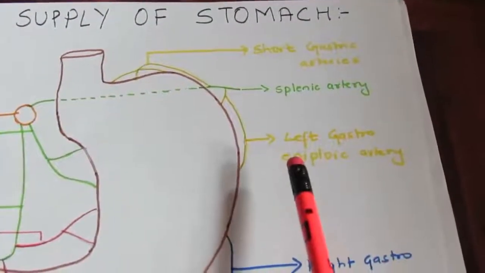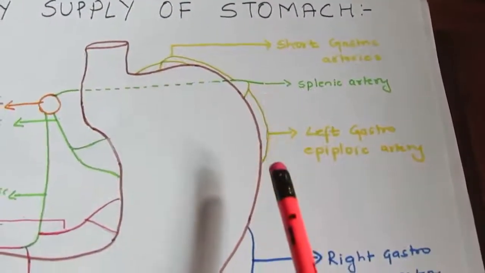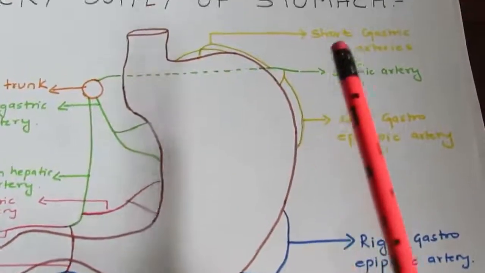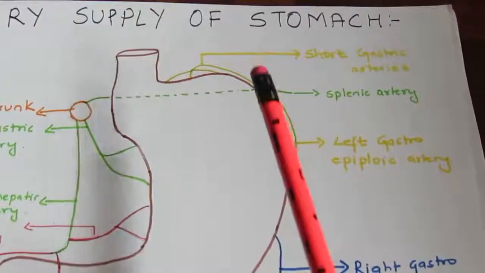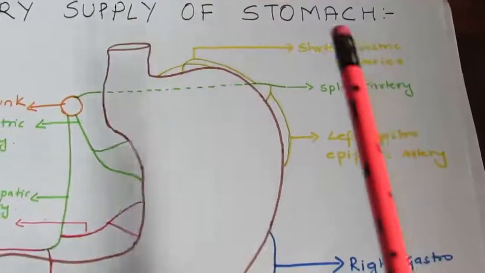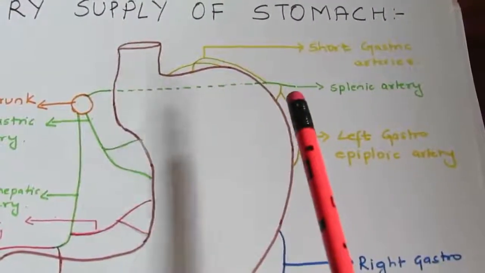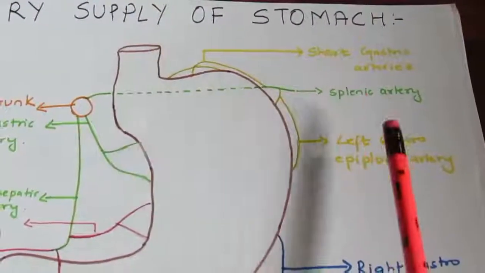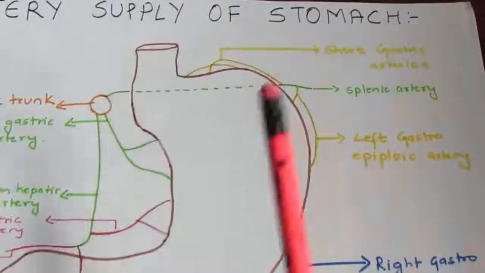The left gastroepiploic artery supplies the upper half of the greater curvature of the stomach, and the short gastric arteries, I have written arteries because the splenic artery gives off 2 to 5 short gastric arteries which supply the fundus of the stomach.